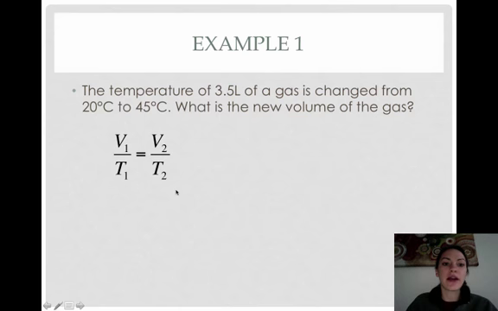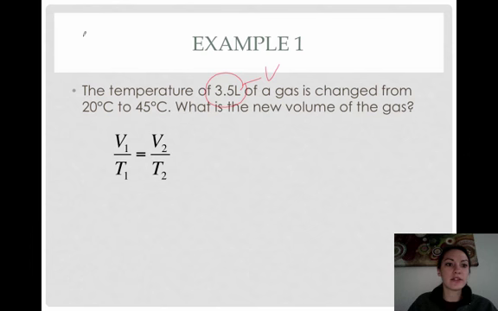First example. All right. So the temperature of 3.5 liters of gas is changed from 20 degrees to 45 degrees. What's the new volume? So we have our starting volume right there. That's our V1. And then we've got two temperatures. But these need to be converted into Kelvin first.